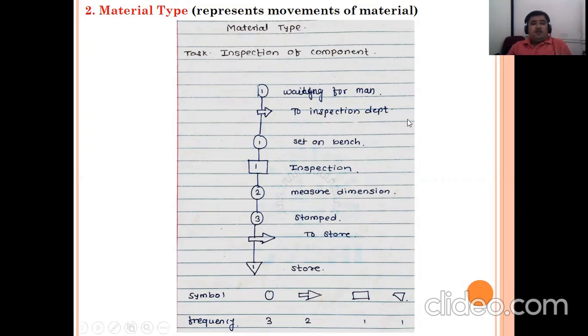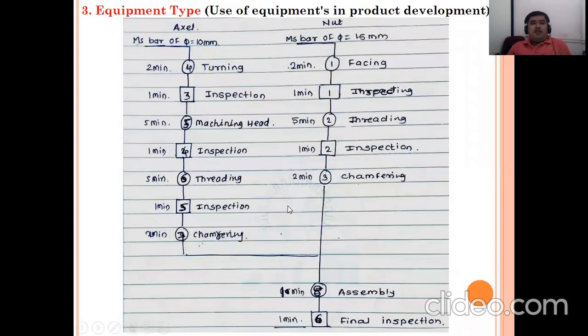So we have used one delay symbol, two transportation symbols, one inspection symbol, three operation symbols, and one store symbol. So nearly all the particular symbols we have used in this material type flow chart. Is it right? So this is the material point of view. Then the equipment point of view.